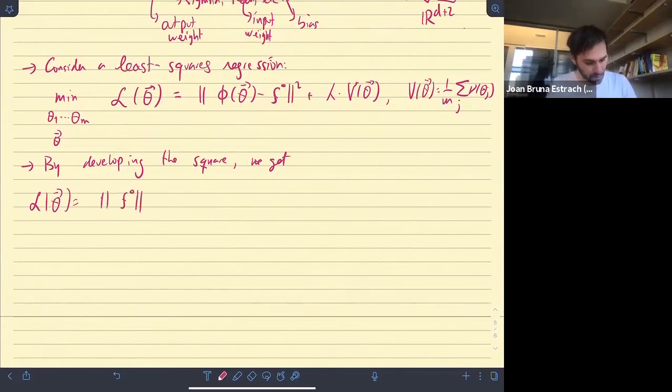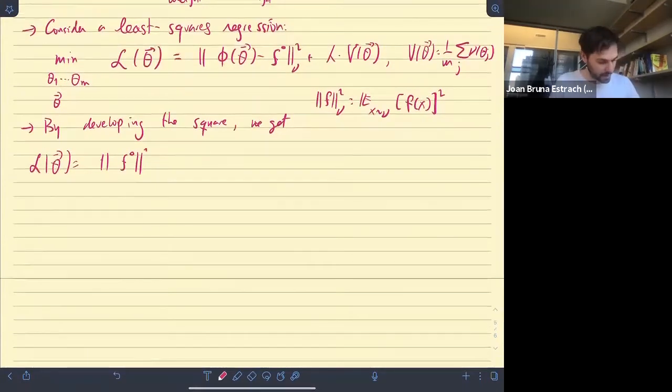So this norm, let me just also recall, the norm of any function. What we mean by this notation is the expectation with respect to the data of f of x squared. It's the L2 norm with respect to the data distribution. So we are going to maybe drop this subindex just for ease of notation.